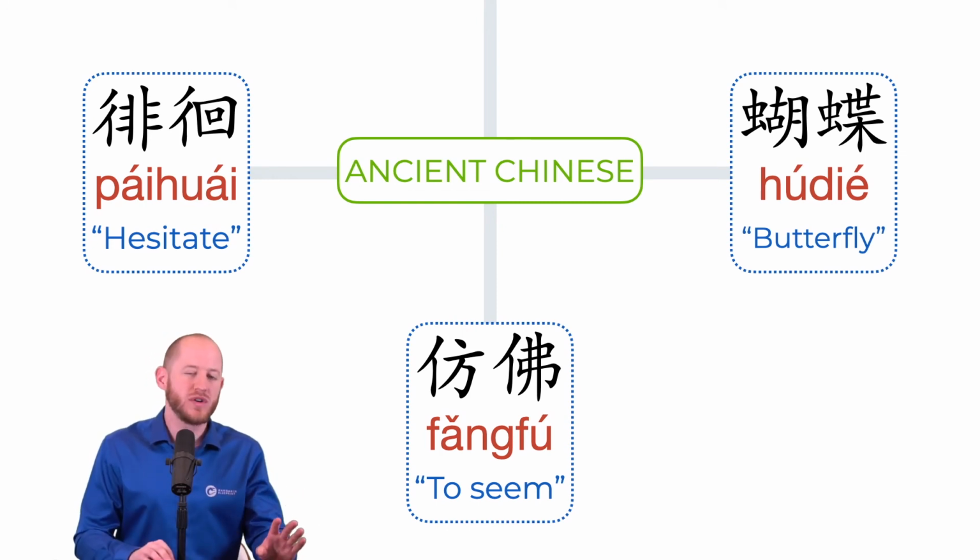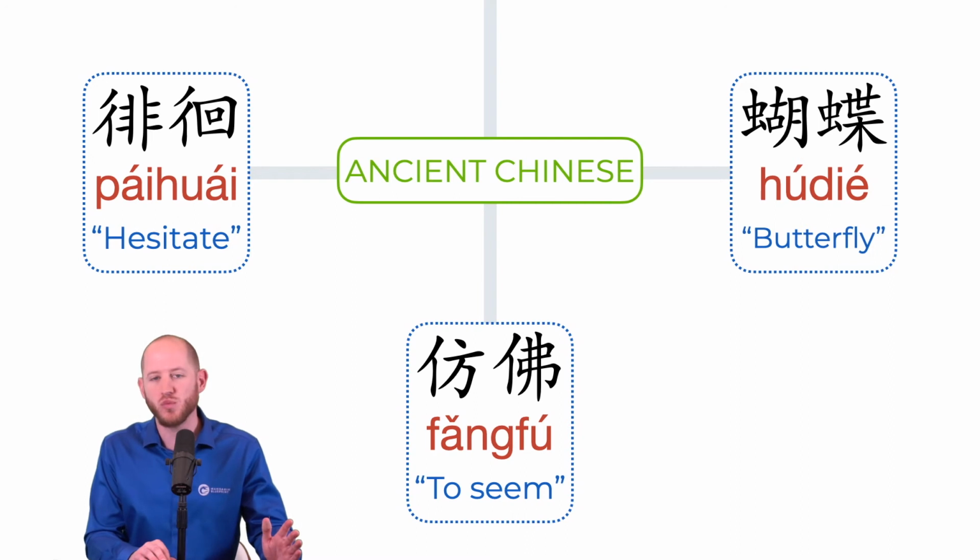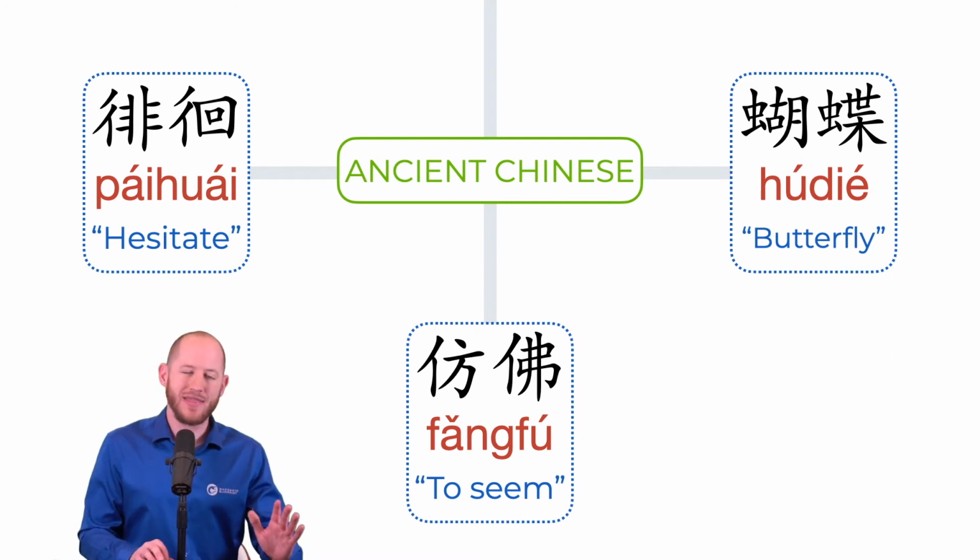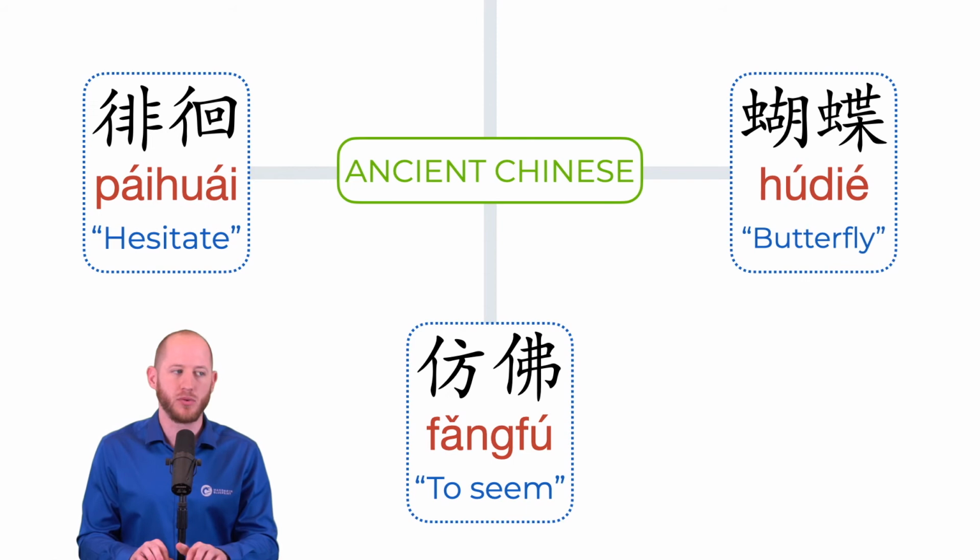So there's no real way to notice this ahead of time, but you will get a chance to learn them as you go. And there's not that many of them. They don't take up a huge proportion of modern Chinese.